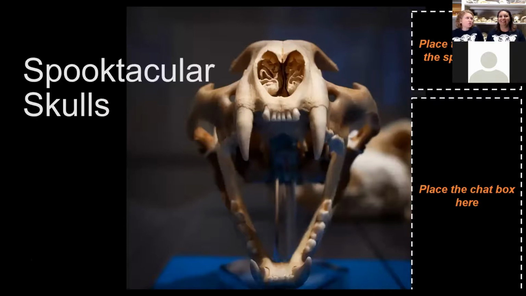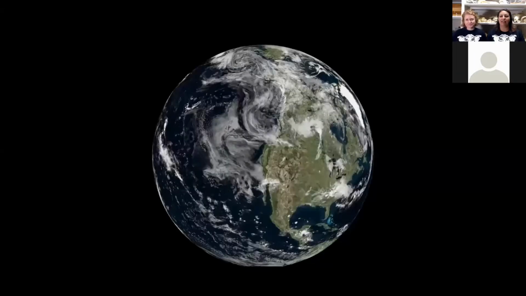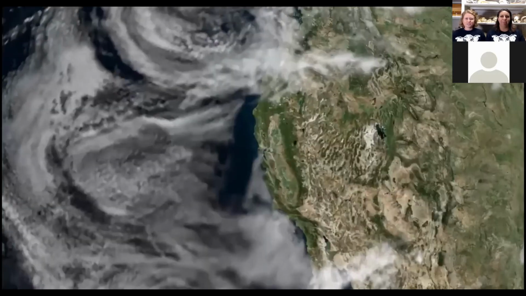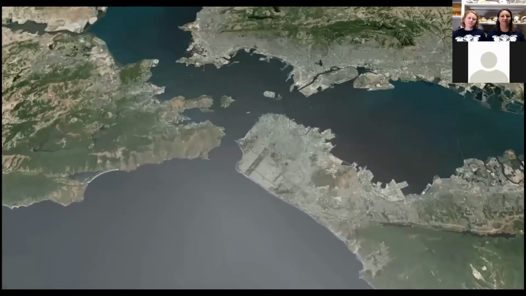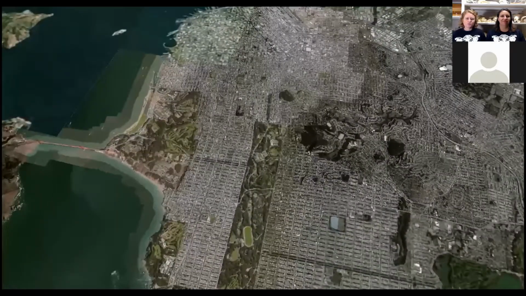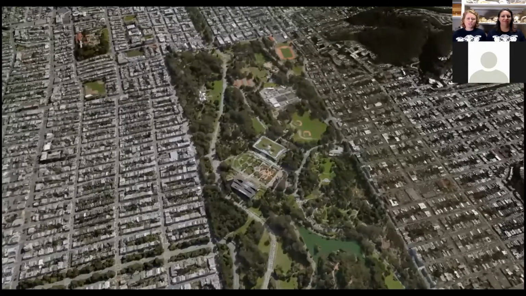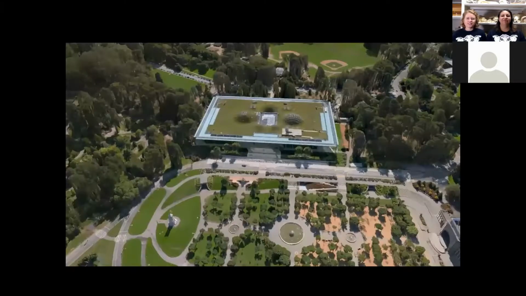Welcome to Spooktacular Skulls. We are very excited for you to be joining us today. We are coming live from the California Academy of Sciences in San Francisco, California. To know exactly where that's at, we're going to take a look at our planet and zoom on in to our museum. Here we are. There's California, getting closer to the Bay Area, right down into San Francisco, down in the Golden Gate Park, and there we are.